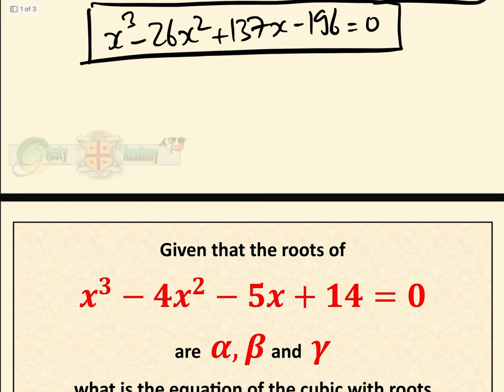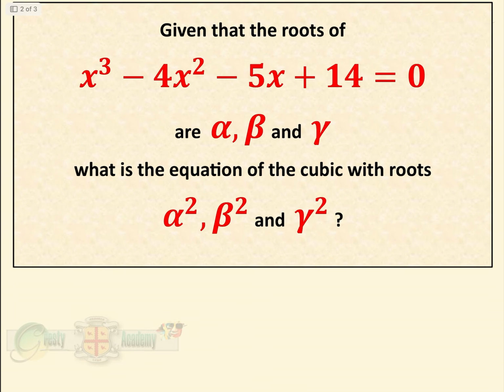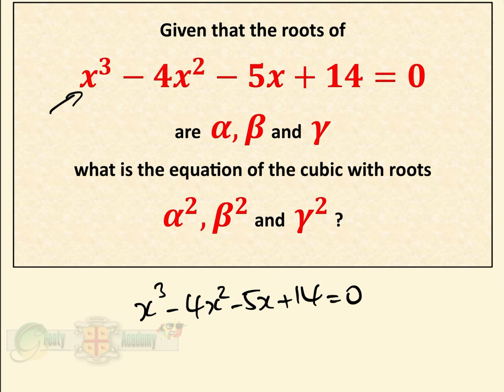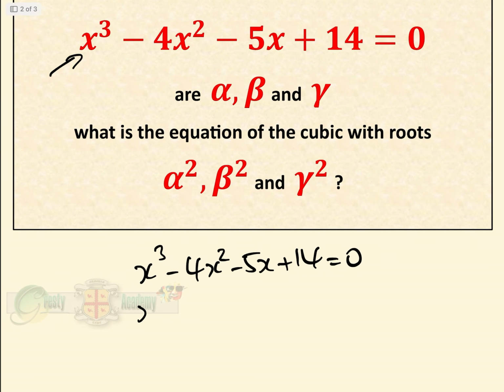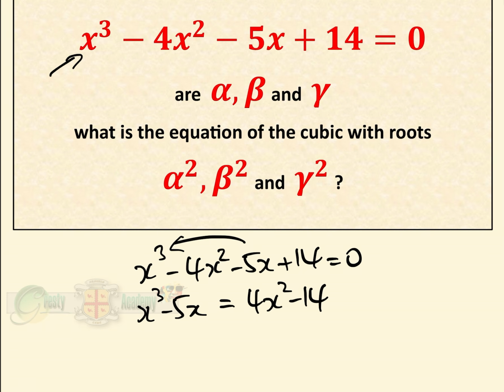Okay, so let's just start our question again. Here we go. So, given that we got this root, we want the equation of the cubic. Okay, so basically what we're going to do is rearrange our equation here to x cubed minus 4x squared minus 5x add 14 equals 0. So that's our equation. What we're going to do is just rearrange it. X cubed minus 5x. We're going to put the odd powers on this side, and we're going to put the even powers, or the zero powers, on the other side.